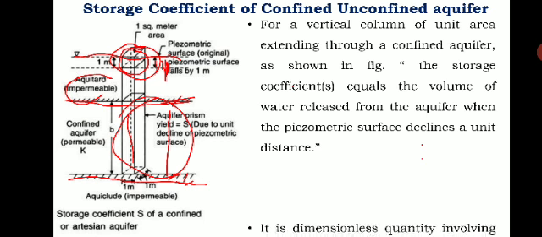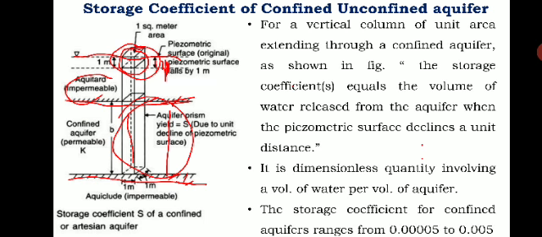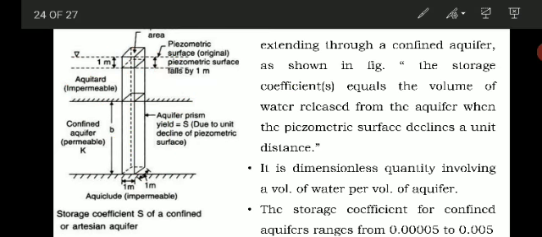It is a dimensionless quantity involving a volume of water per volume of aquifer. The storage coefficient for a confined aquifer ranges from 0.00005 to 0.005. That is the range of the storage coefficient for a confined aquifer. So this happens in case of a confined aquifer.